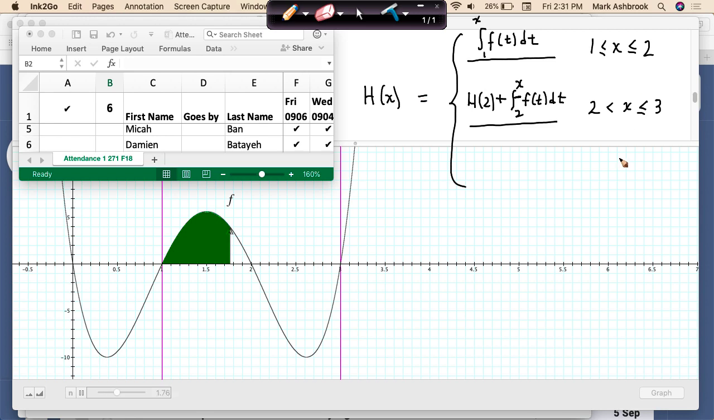Right, so now I want you to write. Noticing what the function does here after 3. So here's x greater than 3. I want you to write the next piece. What would the next piece be? Go.